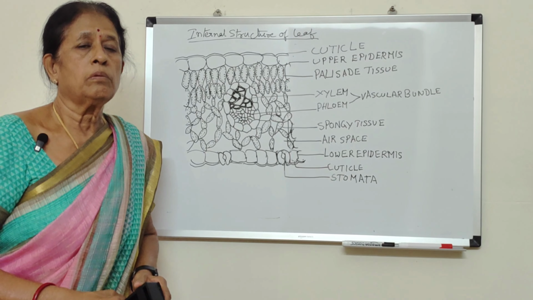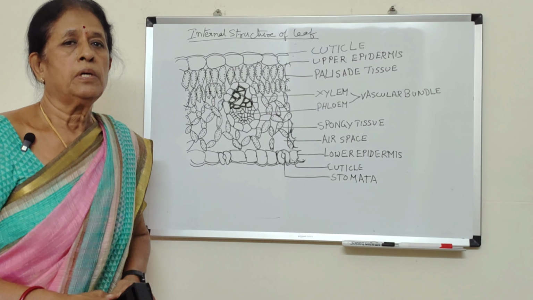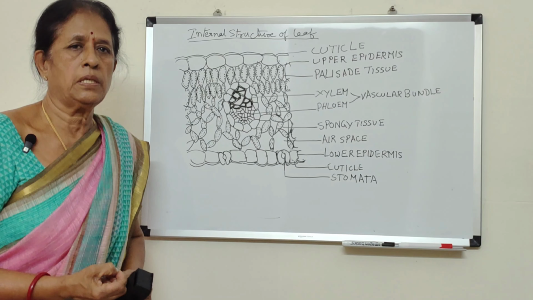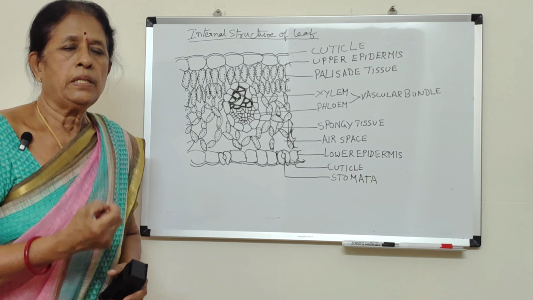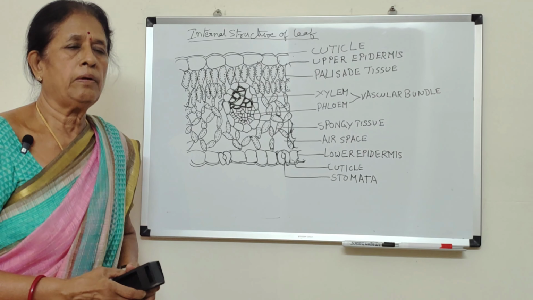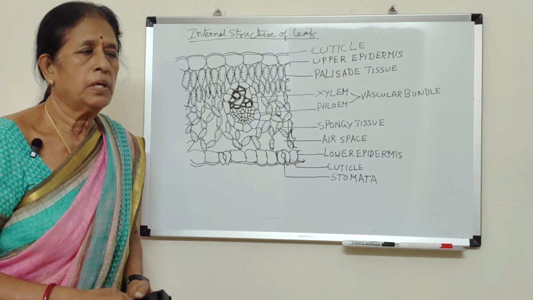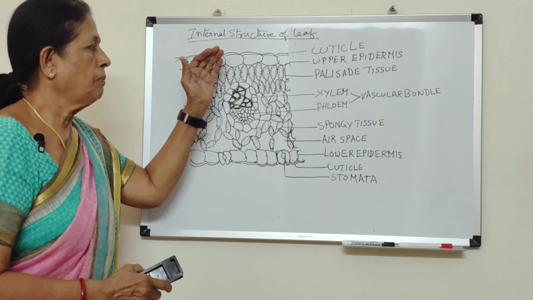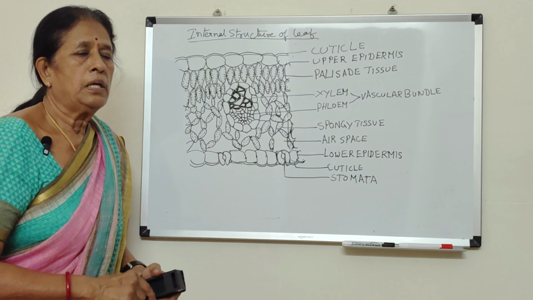So, how do we study the internal structure of a leaf? We have to cut a very thin section of the leaf and put it under a microscope, and then we can study the internal structure of the leaf. So what are the parts that are present in the leaf?